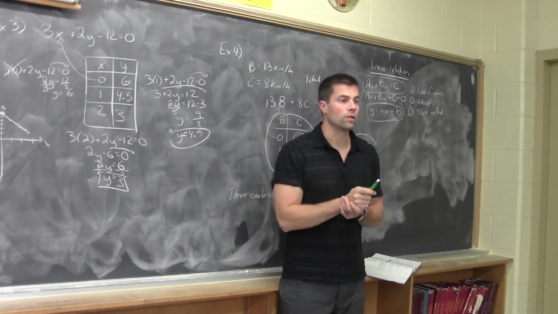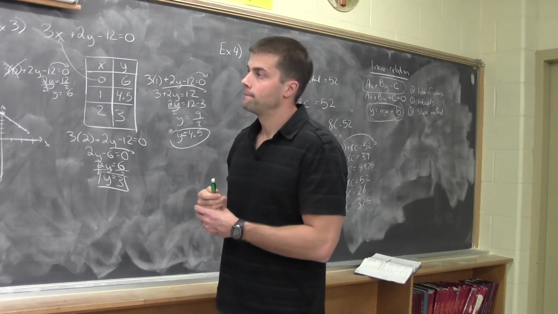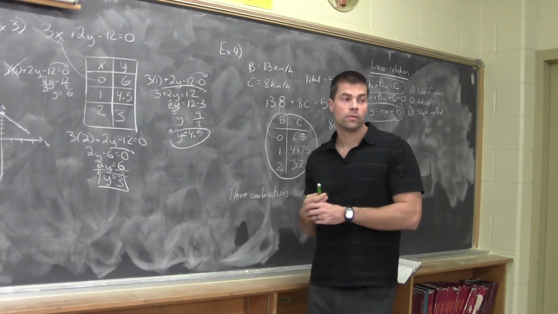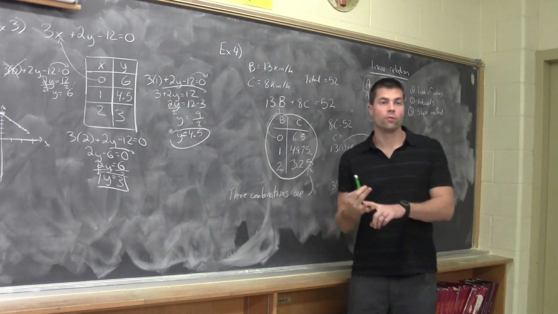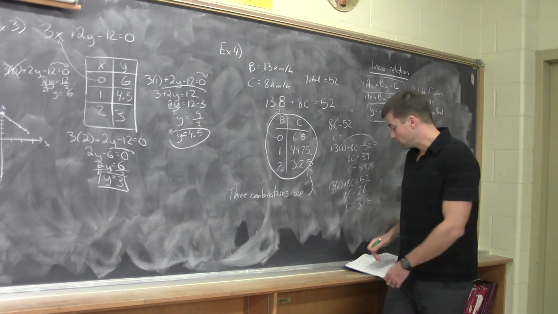Any questions? Mike? For the intercept, you're just putting 0 as your variable, right? Yes, that's right. 0 for x and then 0 for y. Any other questions? All right, that's the end of the lesson.